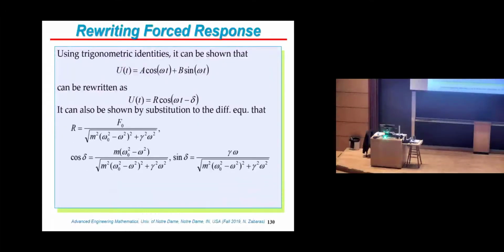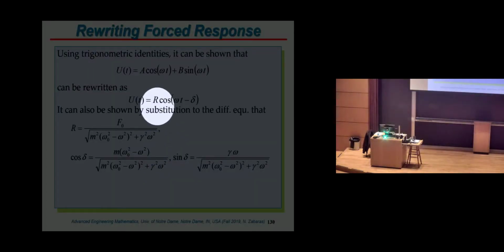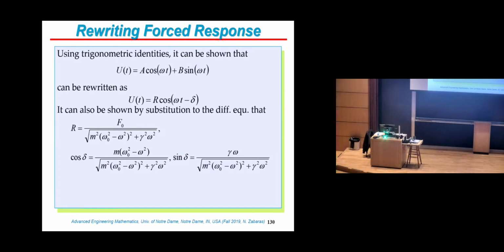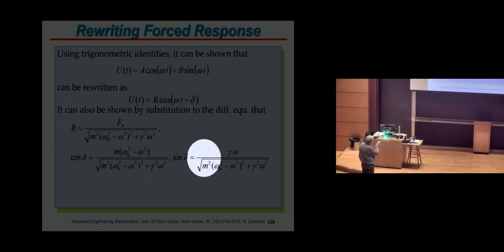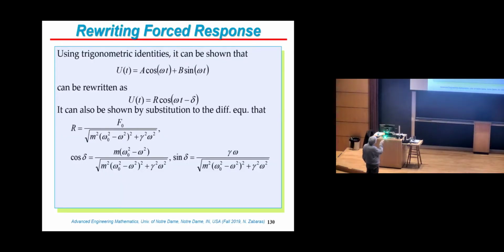And of course, if this is the steady-state solution, we can write it as an amplitude R with a frequency omega. That's the forcing frequency, and then some phase shift delta. And these are the formulas for R and delta, and are derived basically by plugging in the particular solution in the differential equation, and immediately you will see what the coefficients A and B are and what R and delta are. There's nothing really to prove here, right? So you take this, you plug it in the differential equation, you use the definition of omega 0 squared being k over m, and that's R, and that's sine and cosine of delta.